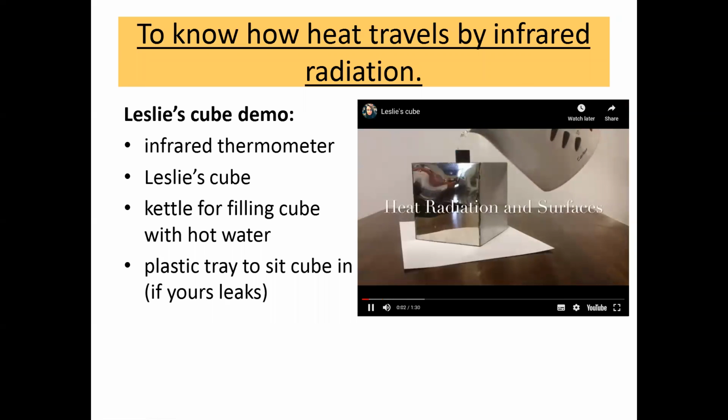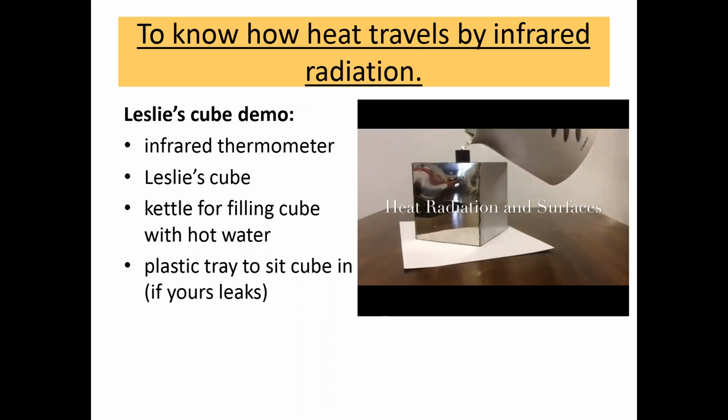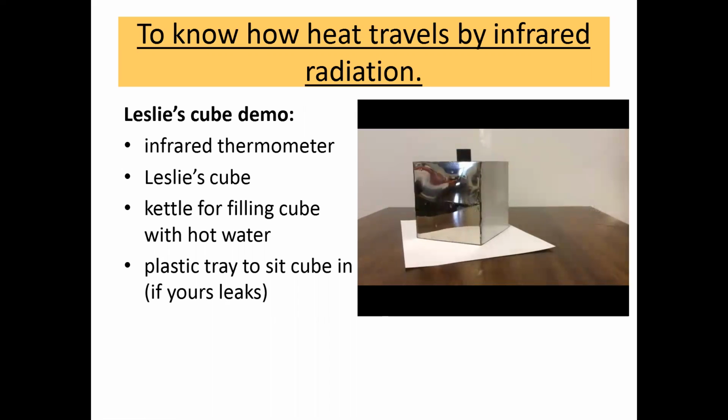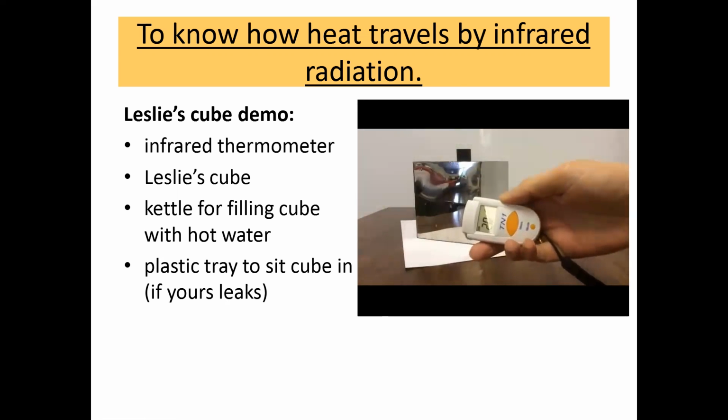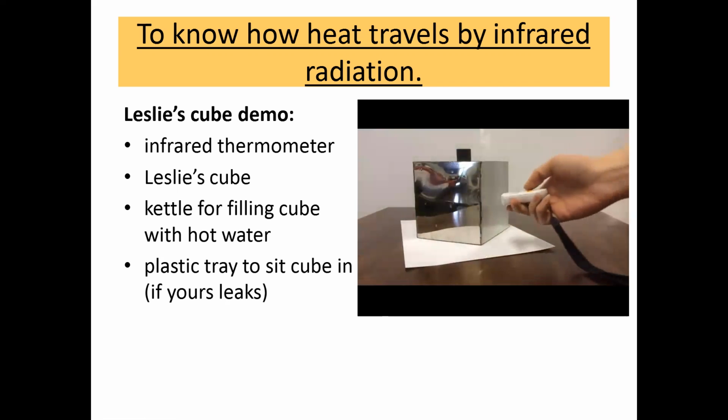This metal box is called a Leslie's cube. All the surfaces are the same material, but they're different colours. I'm filling it with boiling hot water. Now I'll use a special thermometer, an infrared thermometer. It takes the temperature of surfaces by detecting the heat radiation from them. Let's test the white surface. That's 49.8 degrees C.